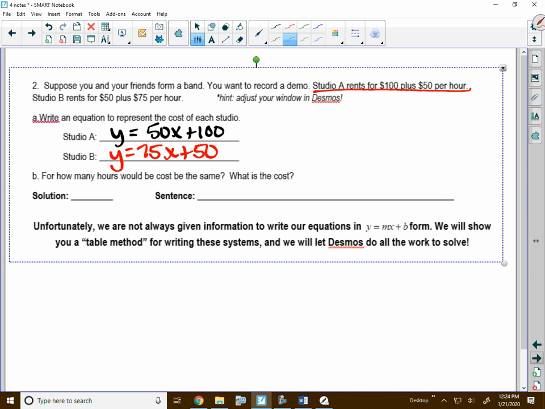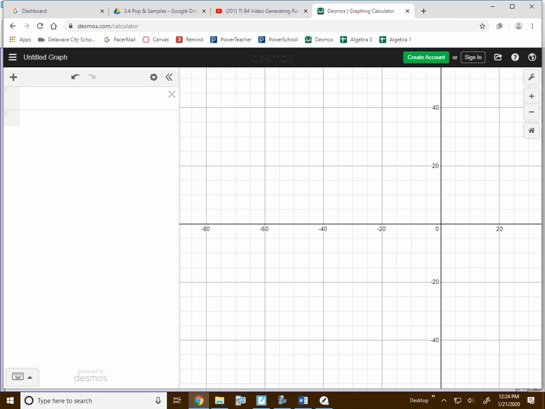We agree? Okay, 75 per hour plus an initial charge of $50. So we're going to put this into Desmos. We don't have a graph there to graph it by hand.